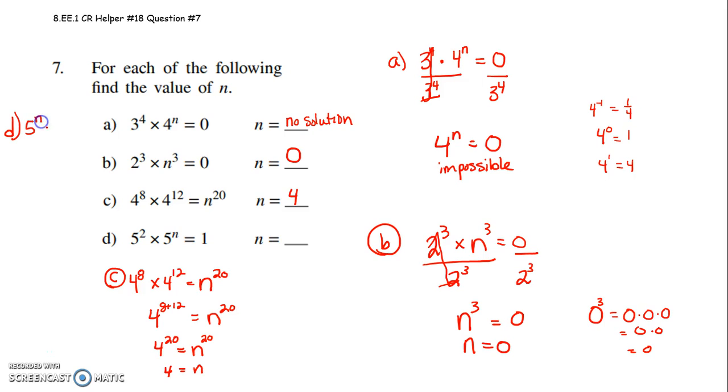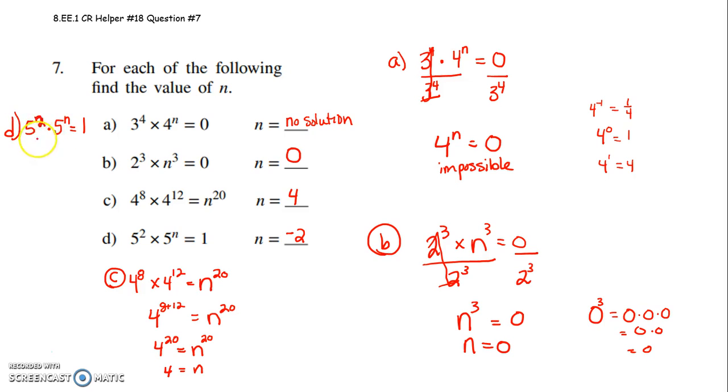Okay, let's do letter D. 5 to the 2nd times 5 to the nth has to equal 1. As I look at this, I know 5 to the 0 power will be 1. So on this side, I need to get 5 to the 0. But let's just follow through with our laws of exponents. Maybe that'll be easier for you. Because right now, as soon as I look at this, I say, oh, this has to be a -2. Because when I take 2 plus -2, it becomes 0. 5 to the 0 is 1. So I know my answer is going to be a -2.